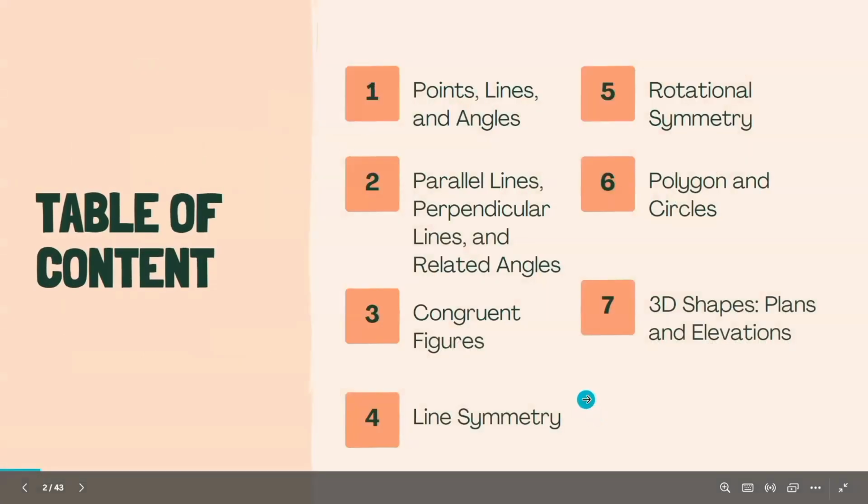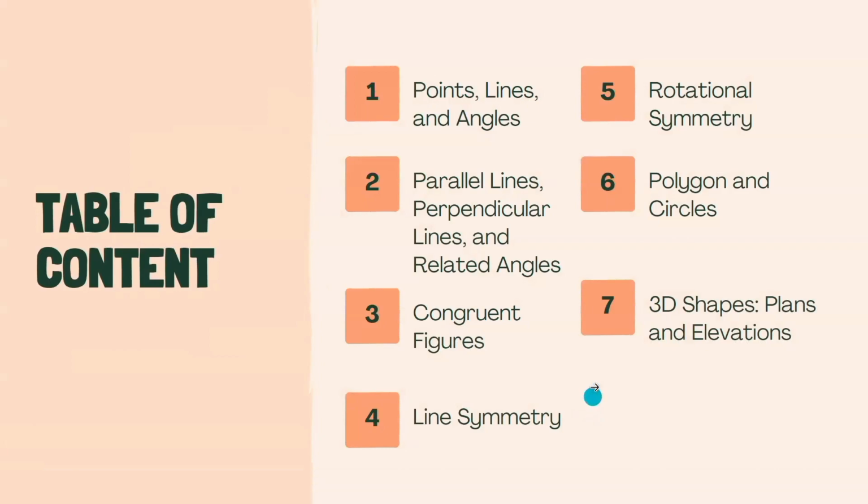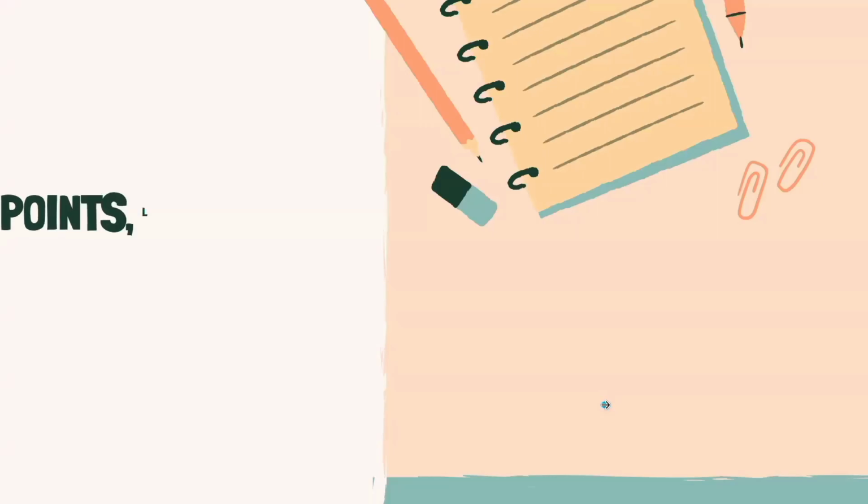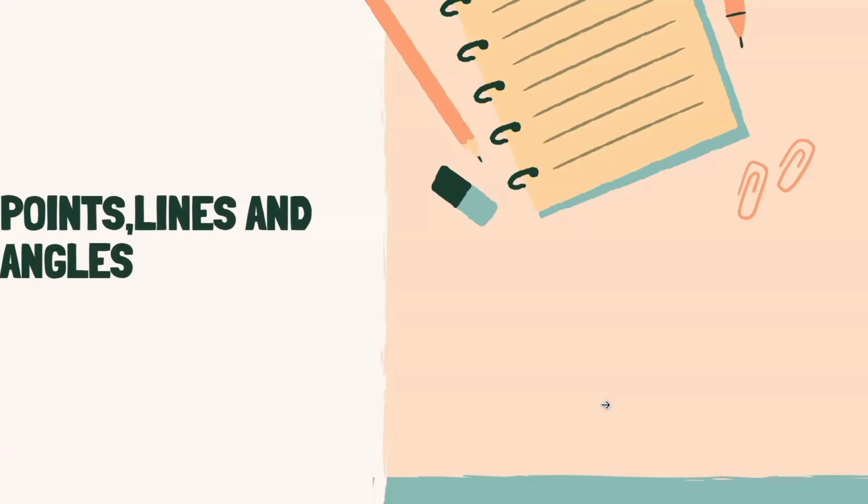Here is our table of contents. We have points, lines, and angles, parallel lines, perpendicular lines, and related angles, congruent figures, line symmetry, rotational symmetry, polygon and circles, and 3D shapes, which include plans and elevations. Now I'm going to talk about points, lines, and angles.